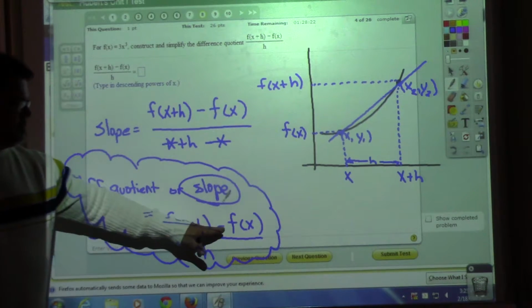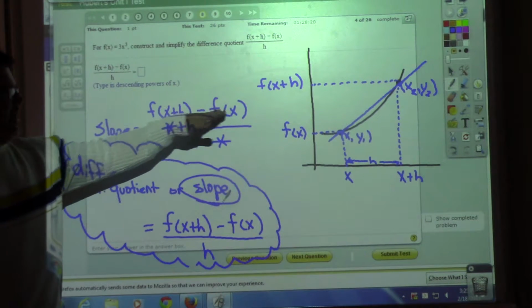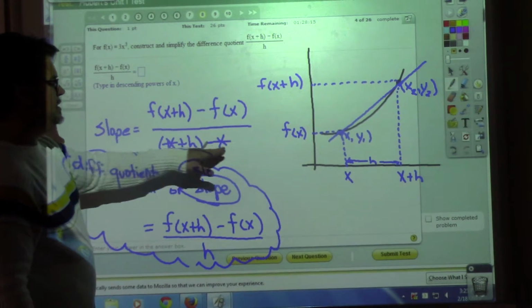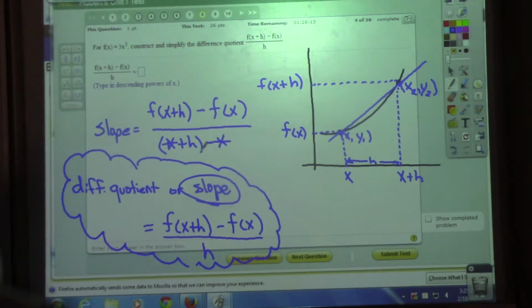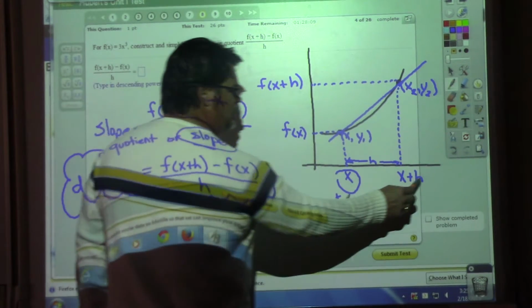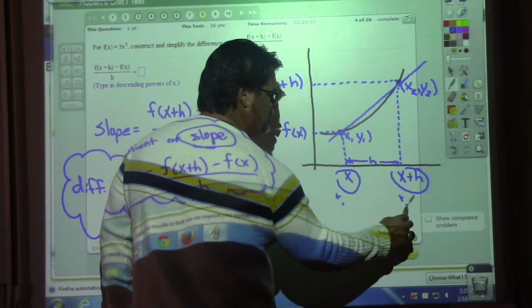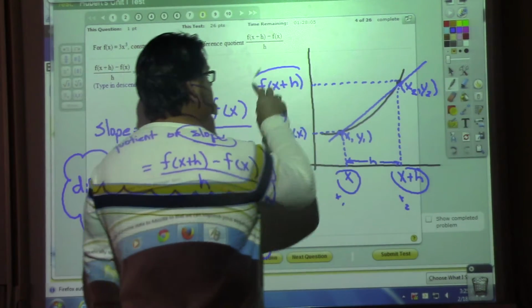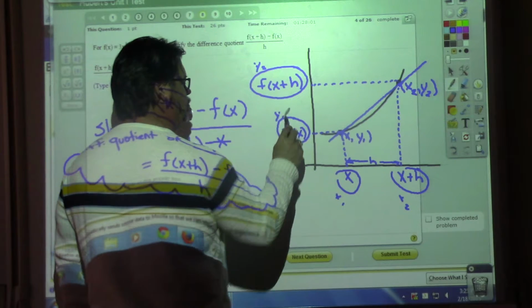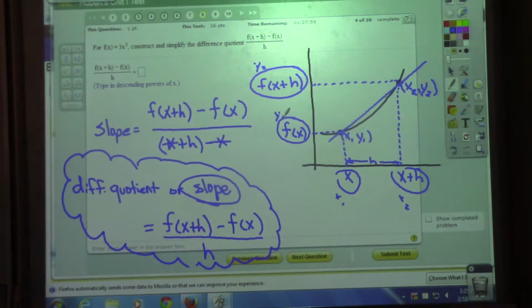Y sub 2 minus y sub 1 over x sub 2 minus x sub 1. And there's x sub 1 right here. This is x sub 2. And this is y sub 2. So that's the difference quotient. Now, how do you use the difference quotient?